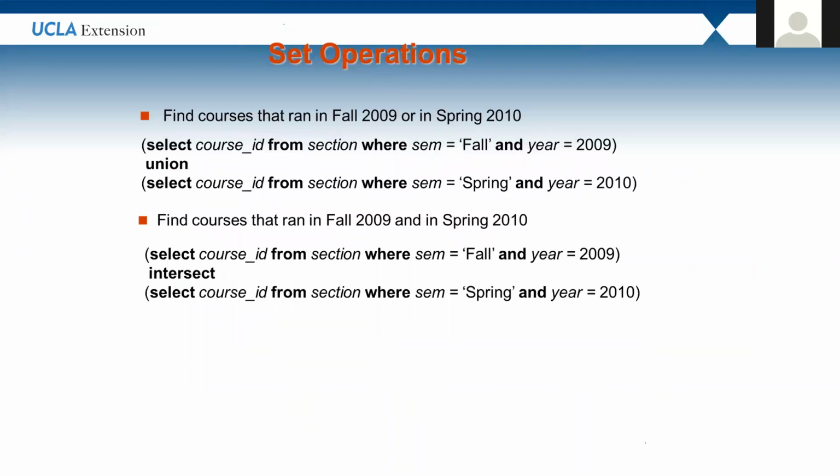Okay, and you can find courses that are in fall 2009 or in spring 2010. You can put them all into one table as a result set. I think that's a duplicate there. Okay, so you could do union, you can do intersection of tables, you could do except.